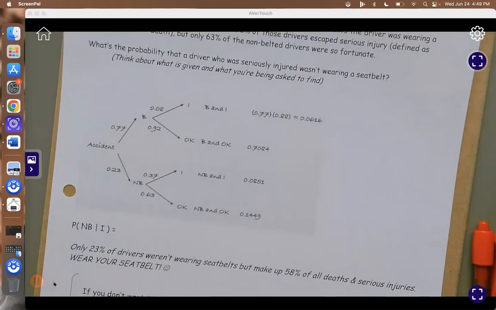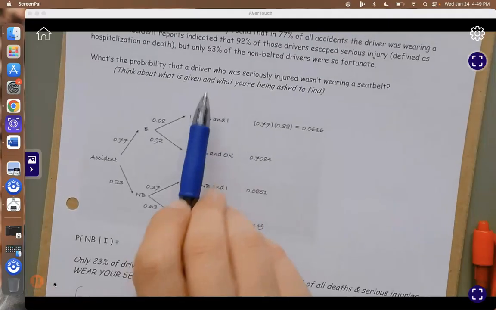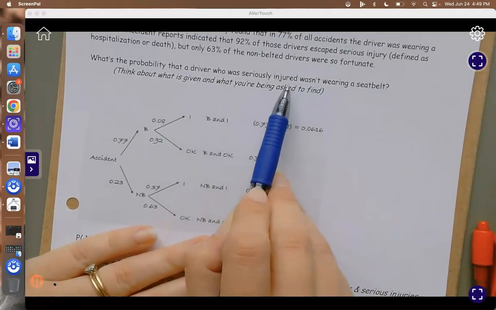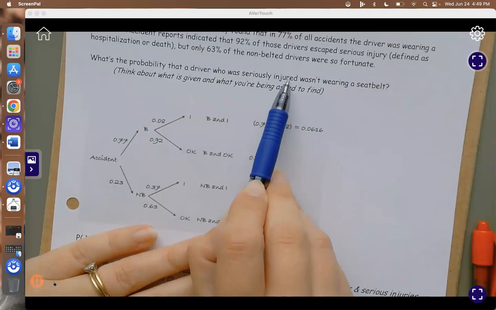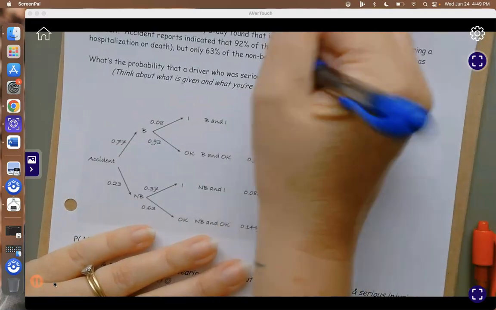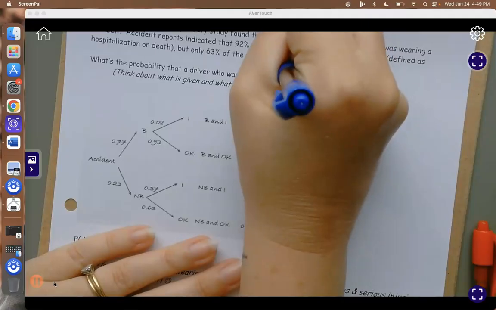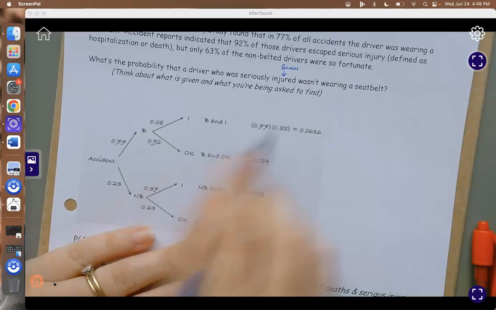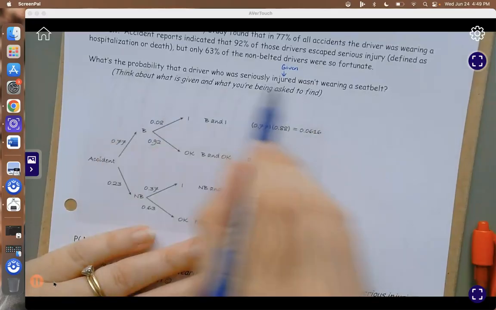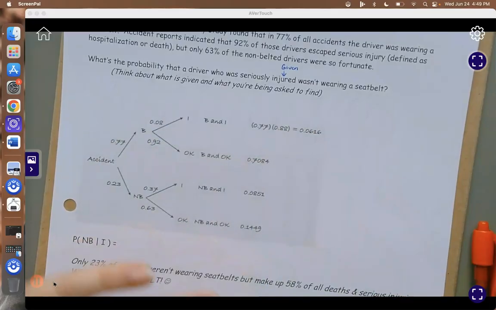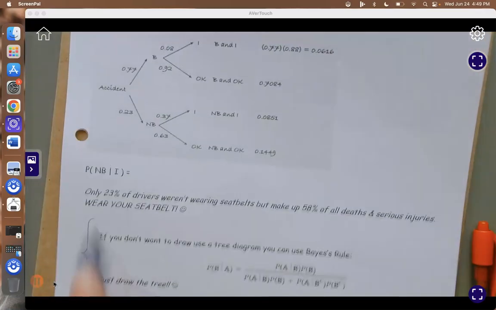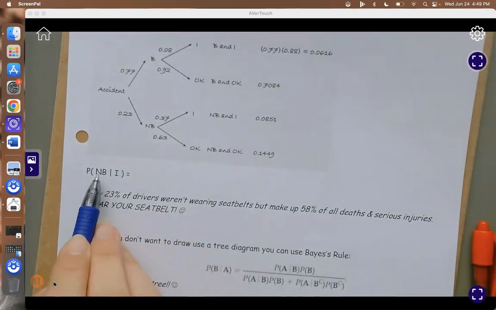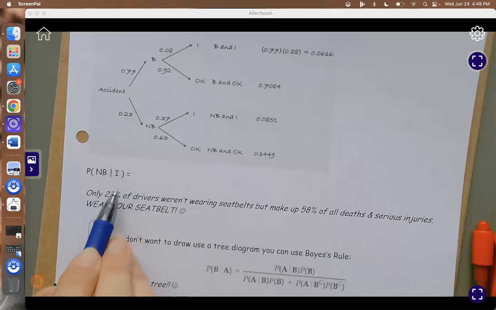So, what's the probability that a driver who was seriously injured wasn't wearing a seatbelt? Okay, so let's think about what's given. So we know that that person was seriously injured. Okay, so this is given. And so what's the probability that they weren't wearing a seatbelt? So what this would look like is this down here. Not wearing a seatbelt given that they were injured.